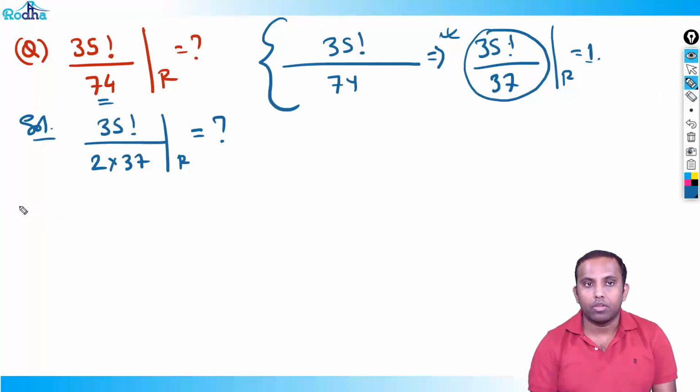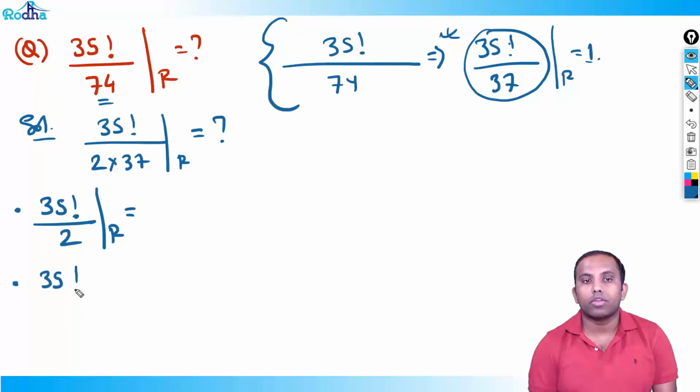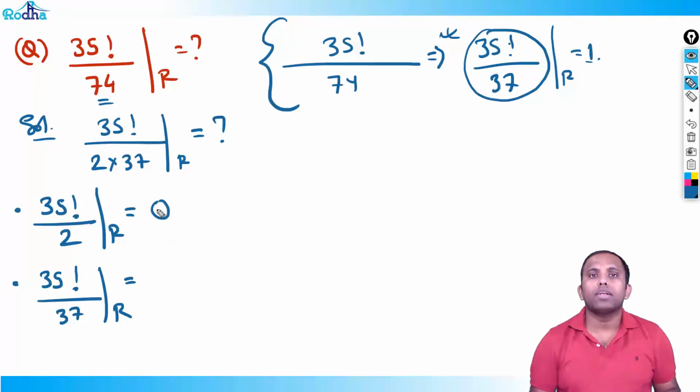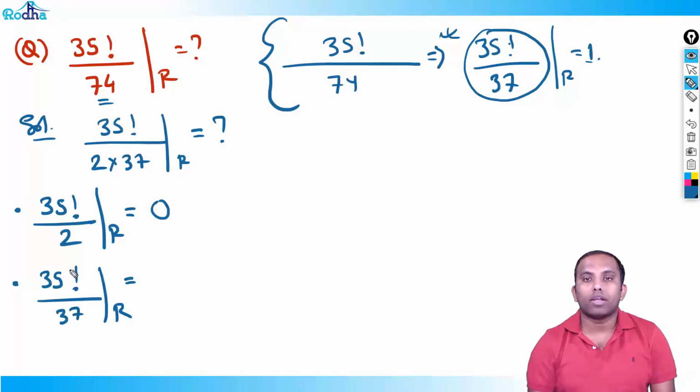Now for the first part, we'll calculate the remainder of 35 factorial divided by 2, and next the remainder of 35 factorial divided by 37. So 35 factorial by 2, what is the remainder? The remainder is 0, because 35 factorial is a big number, the multiplication 1 into 2 into 3 till 35, divided by 2. So obviously 2 will get cancelled somewhere in between. So the remainder is 0.